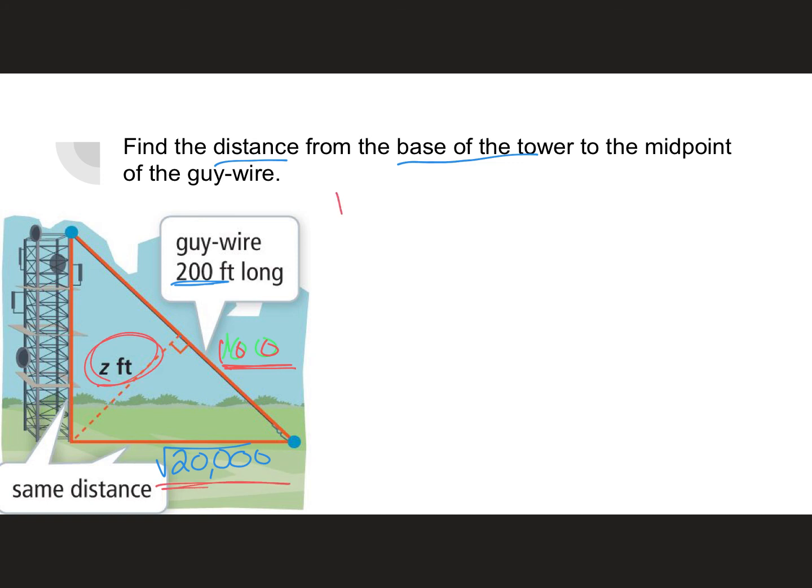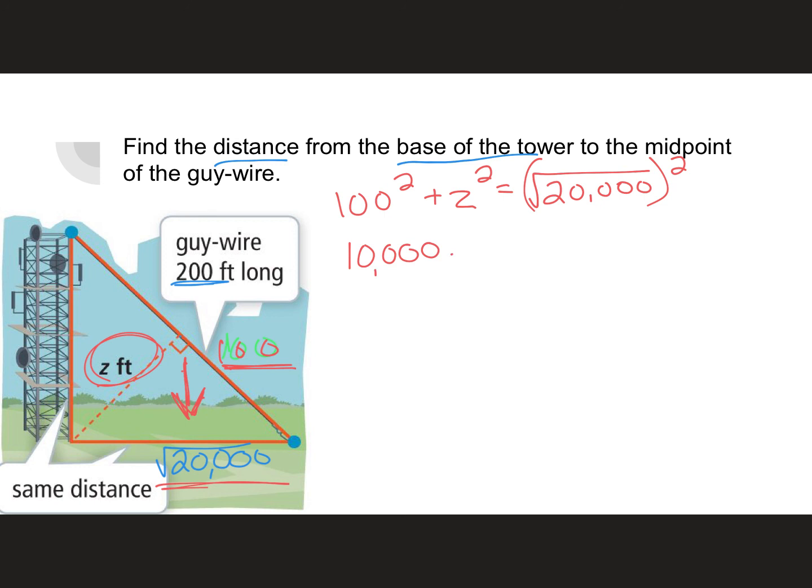So I have 100 squared plus z squared equals the square root of 20,000 squared. Remember that the 20,000 is over there because that is across from my right angle in this picture. So let's start solving this. So 100 squared is simply, add 2 more zeros, so it's 10,000. Plus z squared equals, if I have a square root then square it, it just becomes itself, equals 20,000.